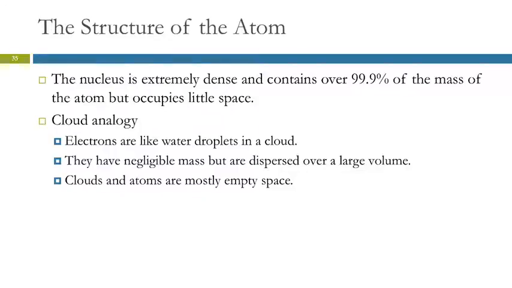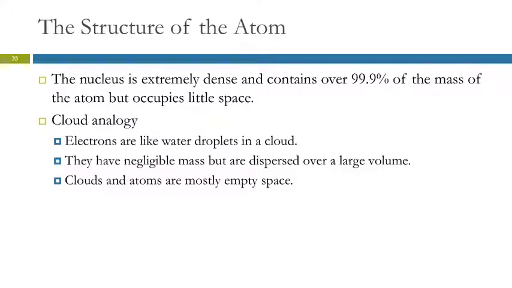Structure of the atom. So now we know there's 3 main particles. They're called subatomic particles because they're smaller than the atom. The nucleus is extremely dense. It has over 99.9% of the mass of the atom, but occupies very little space. So one way to get your mind around this is to think about a cloud. Right? We've had lots of clouds lately. It's great. A cloud is composed of little tiny droplets of water, right?